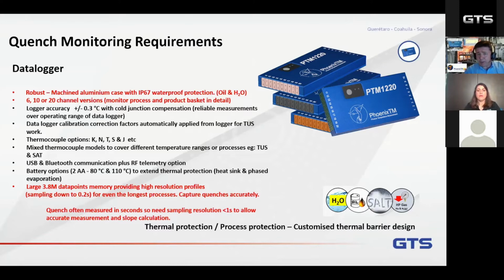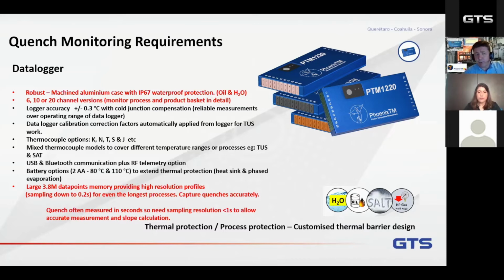For the typical data loggers we recommend for quench monitoring, you would be looking for what we refer to in terms of a specification as IP67. IP stands for ingress protection, and it's basically a scientific standard or a certification mark that states that you have a high level of protection against water ingress into the product, and that would also involve oil and salt. So we need to make sure that we have a very well protected data logger from the media that we're wanting to monitor or transfer into.